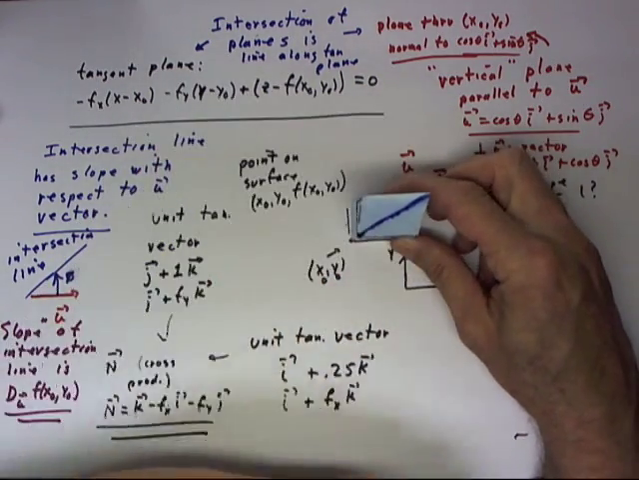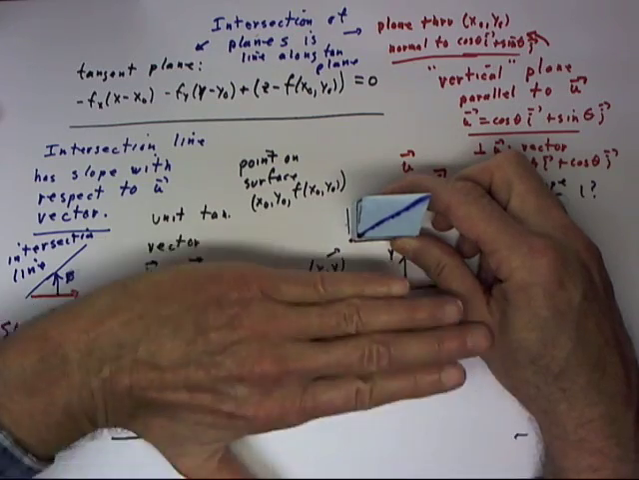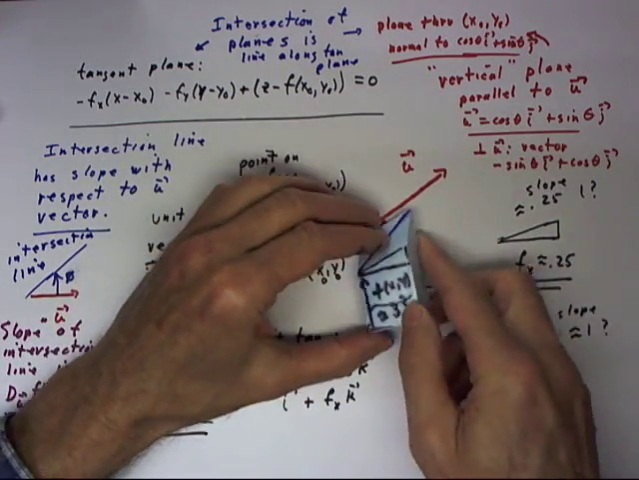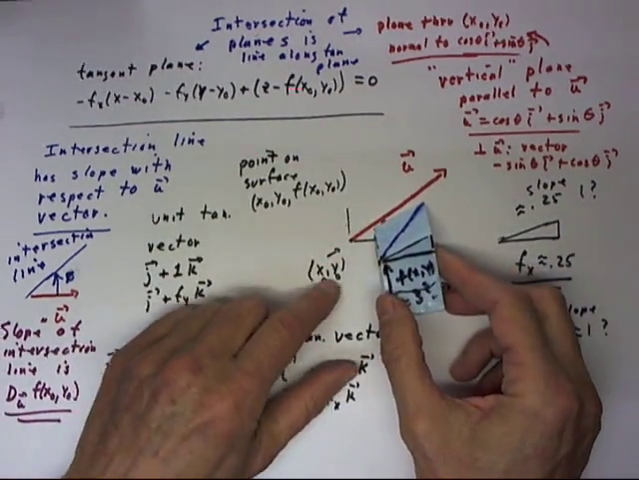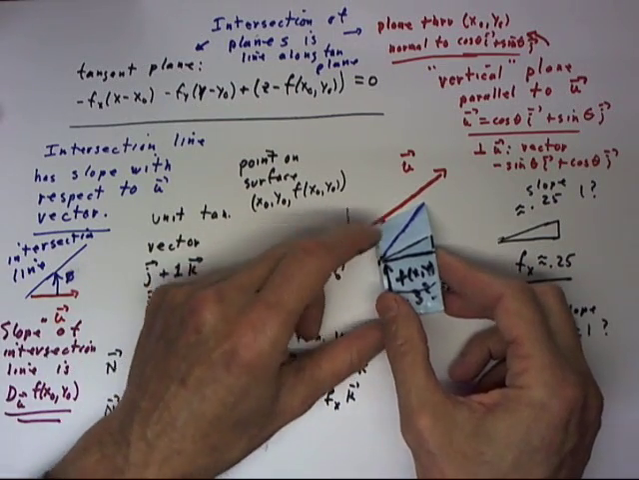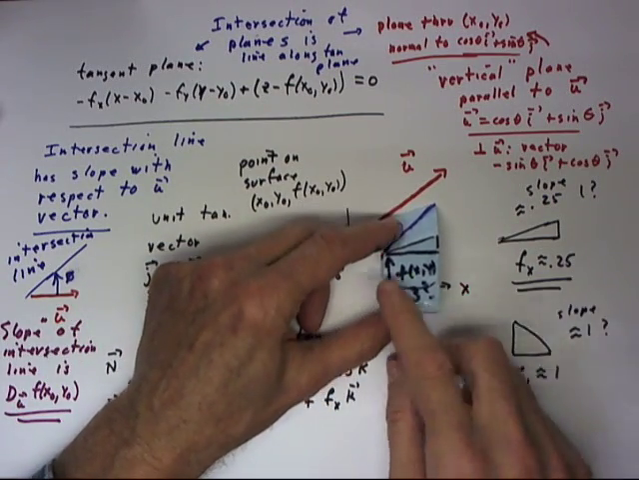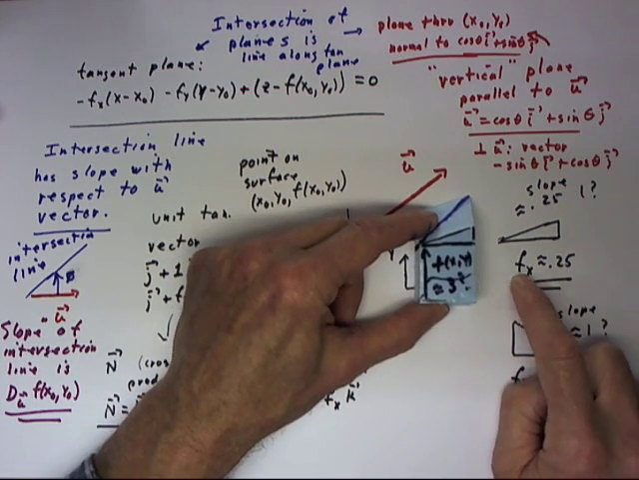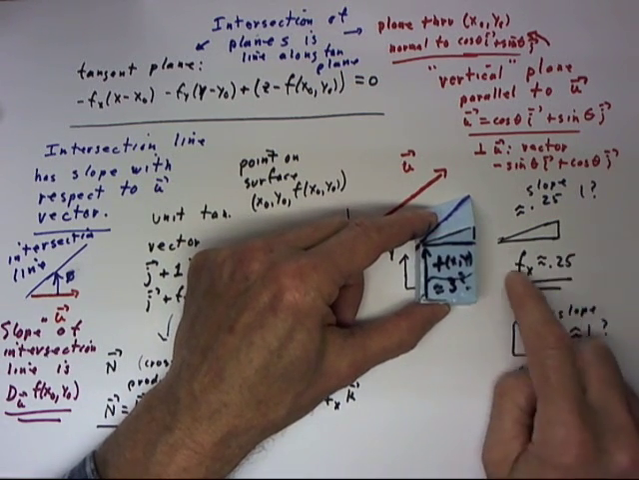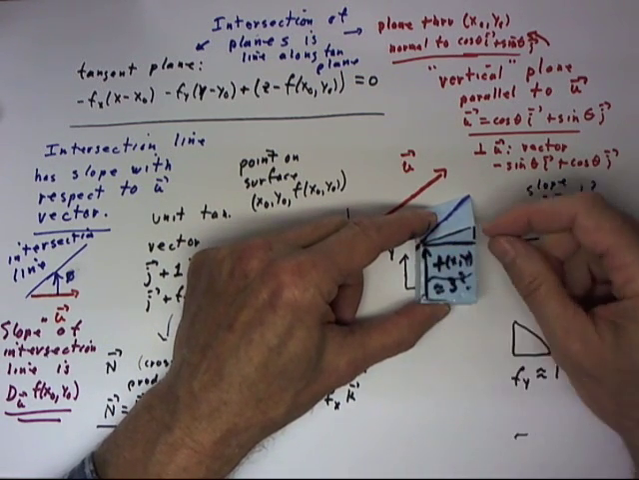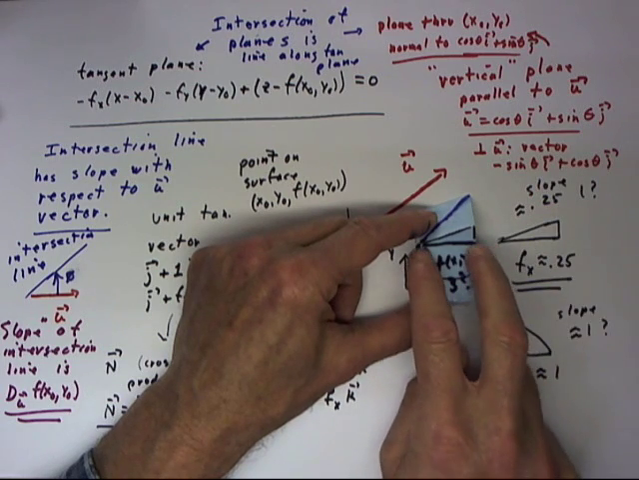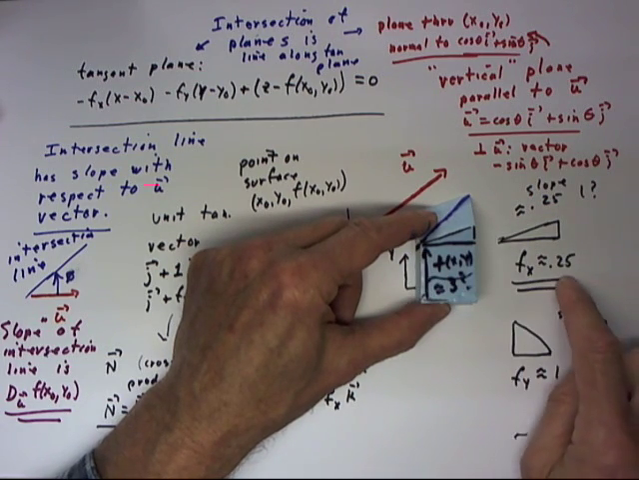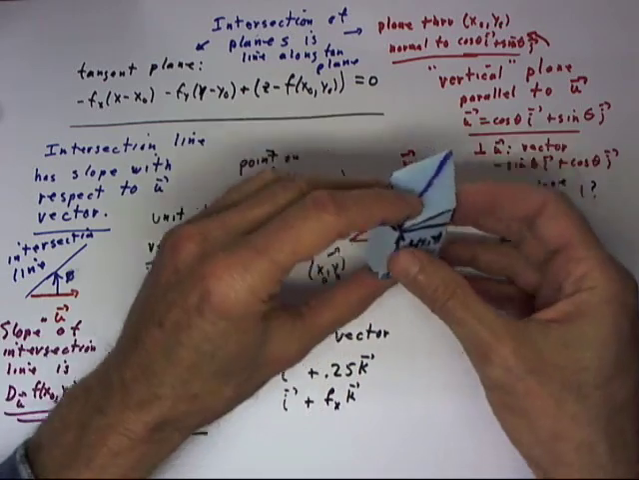That direction could be described as the intersection of a plane parallel to the XY plane at the point (x0, y0, f(x0, y0)). In any case, this x derivative we can estimate to be about 0.25. It looks like this is about a quarter as big as this, so that f_x appears to be approximately 0.25.